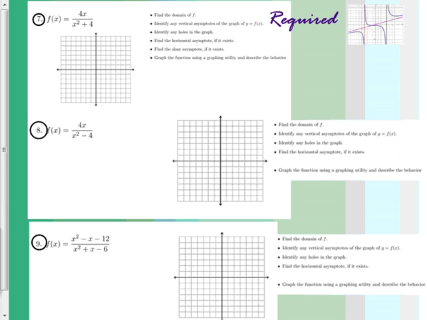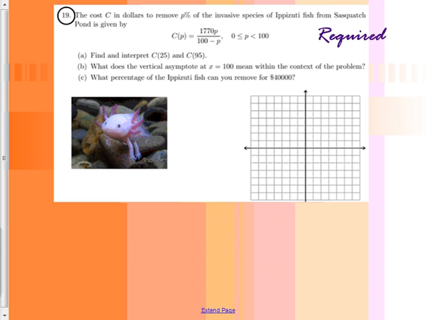7 and 8 and 9. But you know what? Let's have you skip number 8. So far, we've only skipped one problem. Next page. I want you to do this problem.